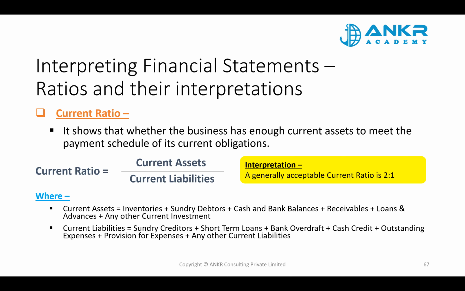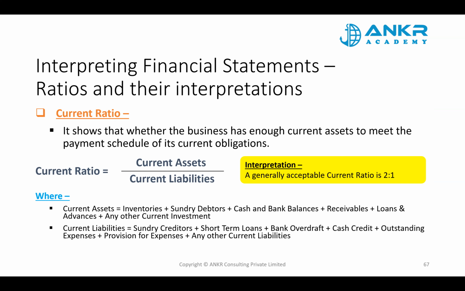So first is your current ratio, a very, very important ratio. Normally, you can accept a ratio of 2 is to 1 for the current ratio. What is the formula? Take all the current assets of a company in the balance sheet divided by all the current liabilities, and whatever number it comes to is the current ratio. So 2 is to 1. If this number comes above 2, it's a good ratio.